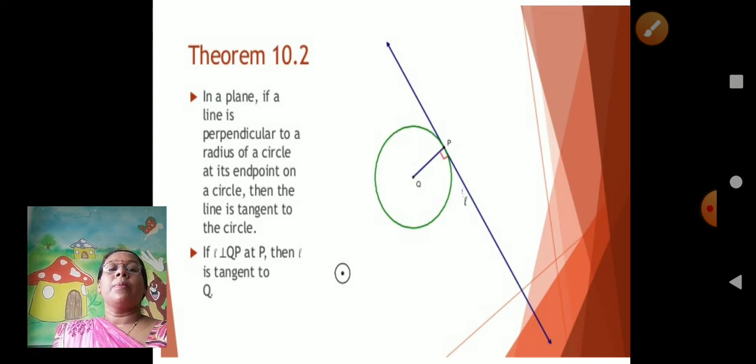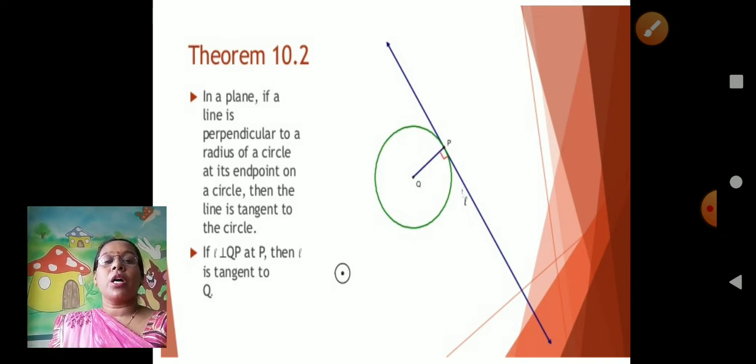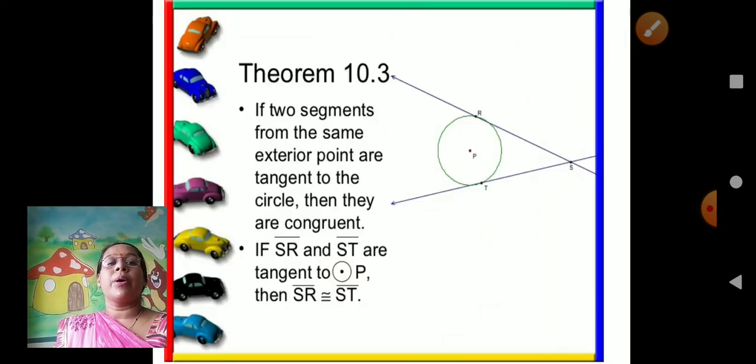Now the next theorem. In a plane, if a line is perpendicular to a radius of a circle at its end point, then the line is tangent to the circle. This is the converse, the reverse statement, of the first theorem we saw. It means if the segment is perpendicular to the line at a single point, then that line is the tangent at that perpendicular.